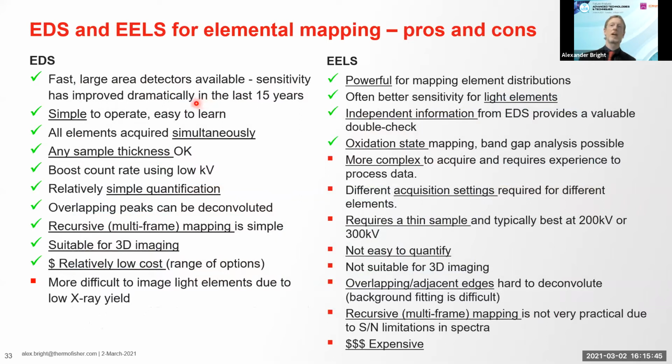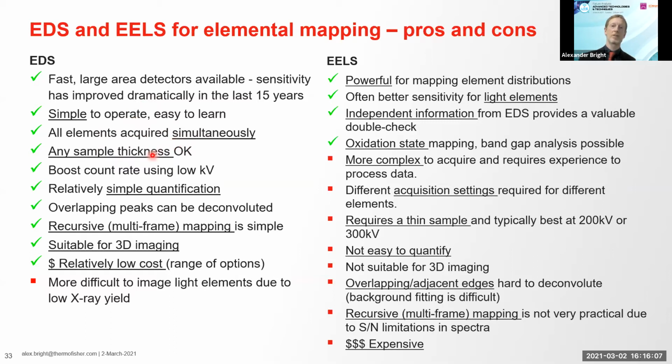So whereas light element mapping didn't used to be possible, now it's really becoming quite practical to take EDS maps of even oxygen and nitrogen and other light elements. EDS is simple to operate, easy to learn. You can acquire all the elements simultaneously, so it's very easy.